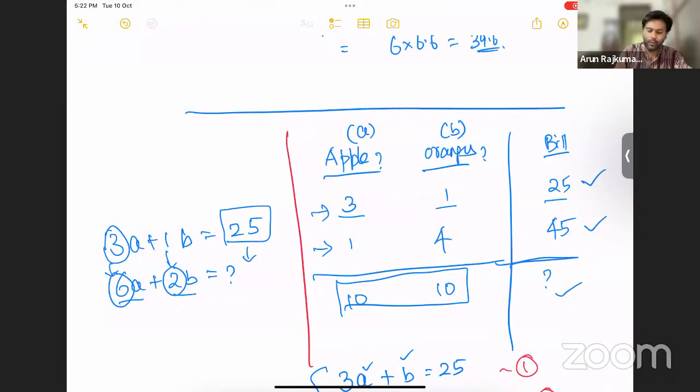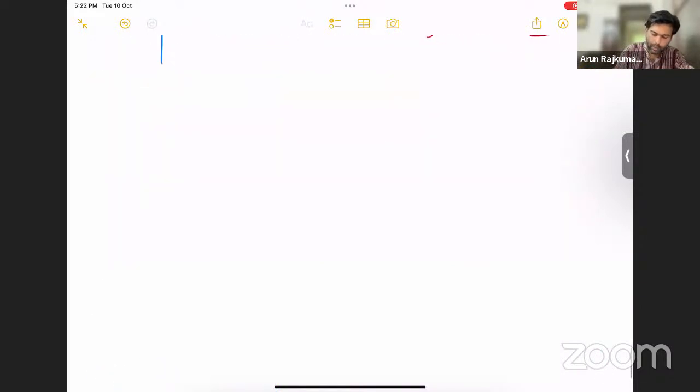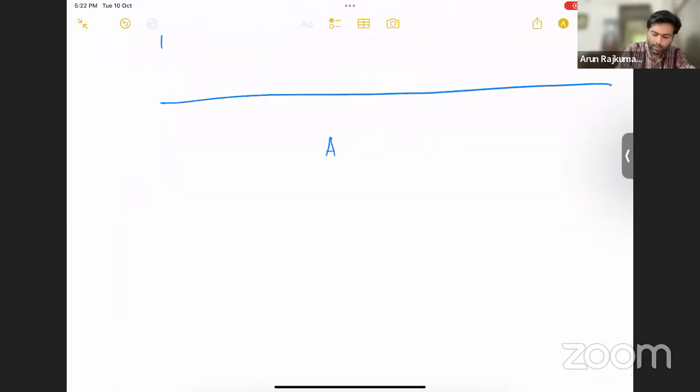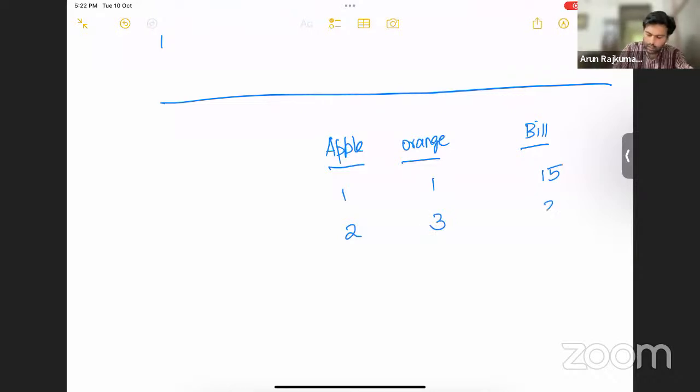Now let me add a twist to this problem. For that, let us take perhaps a simpler example, and then I'll add a twist. Again, we are in the apple orange world only. Let's say I got 1 apple and 1 orange, and I paid 15 rupees. And I got 2 apples and 3 oranges, and I paid 35 rupees. So can somebody work out what is the value of an apple and an orange for this problem?